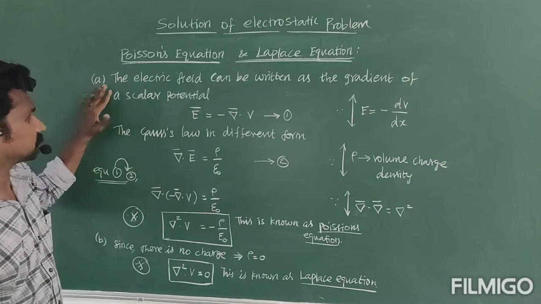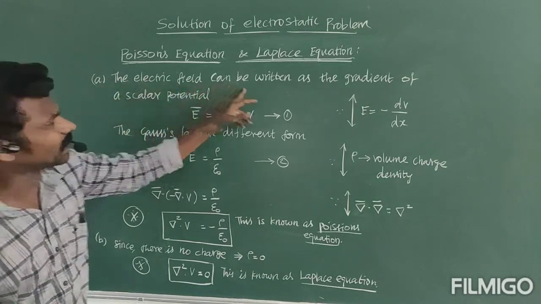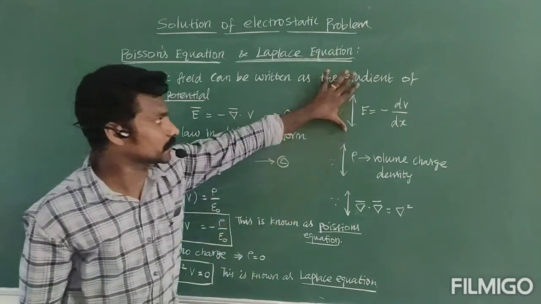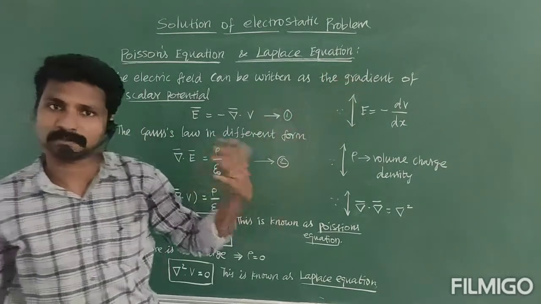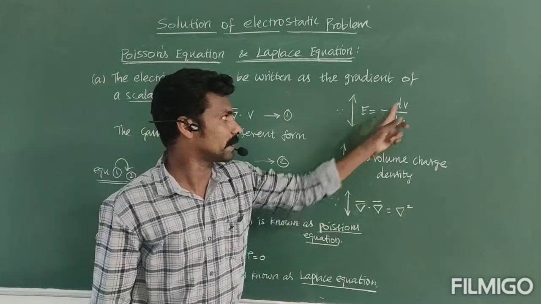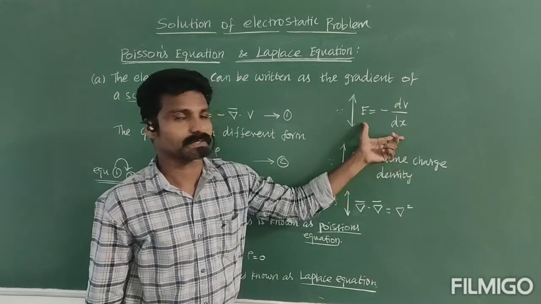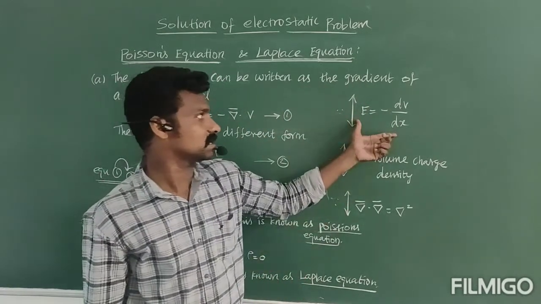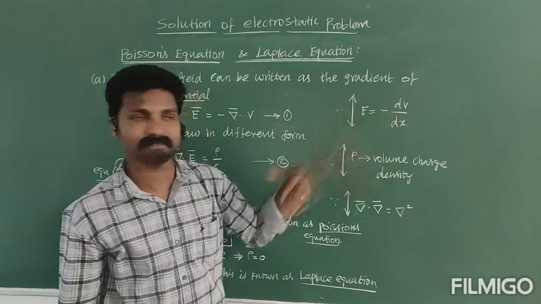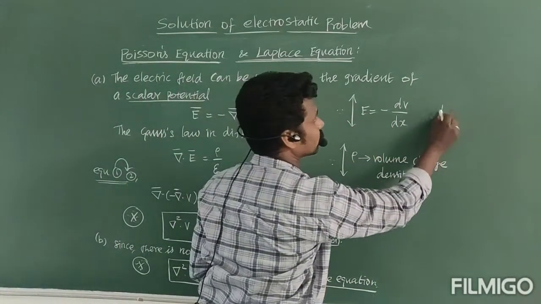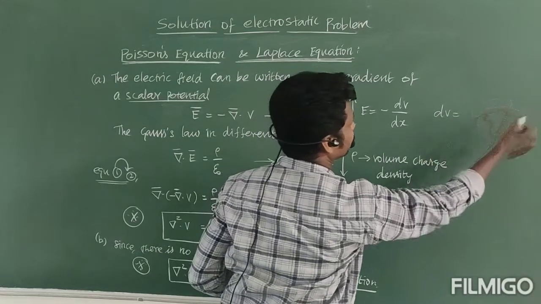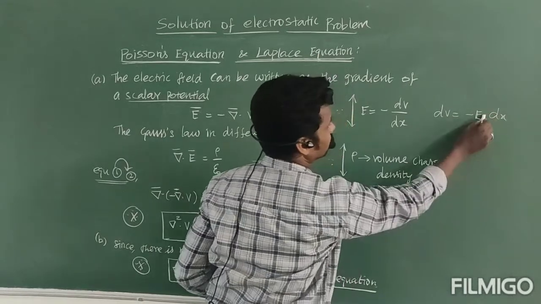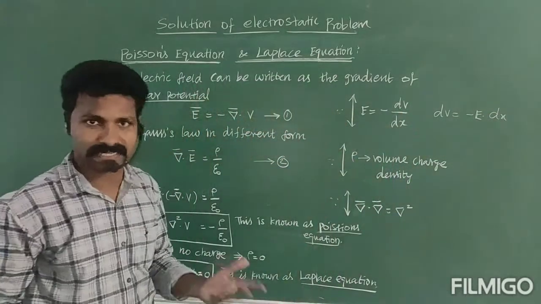So please see friends, the electric field can be written as the gradient of the scalar potential. Generally in the electric field and the potential, E is equal to minus dV divided by dx. We derived this from the derivation of the electric potential. I think you remember that the potential is nothing but moving a unit positive charge a distance dx opposite to the electric field. Therefore E is equal to minus dV divided by dx.